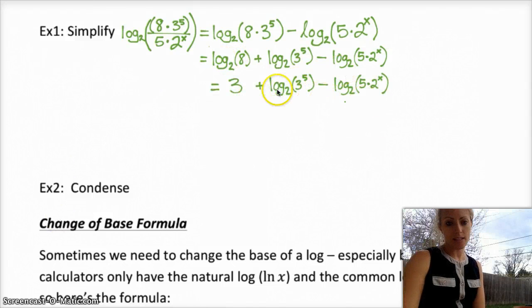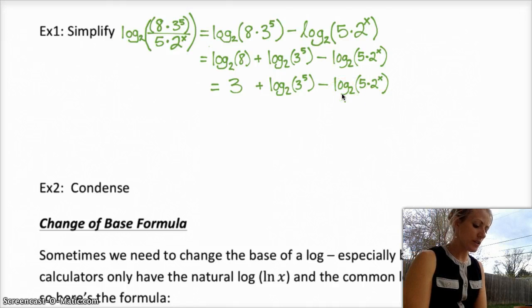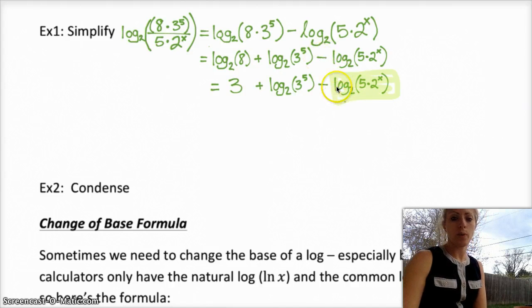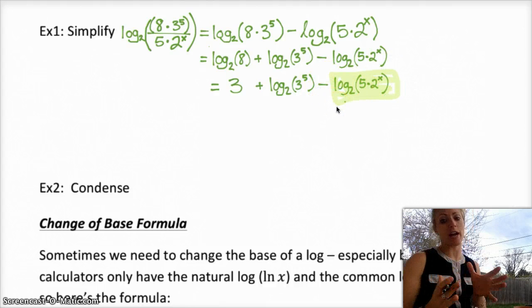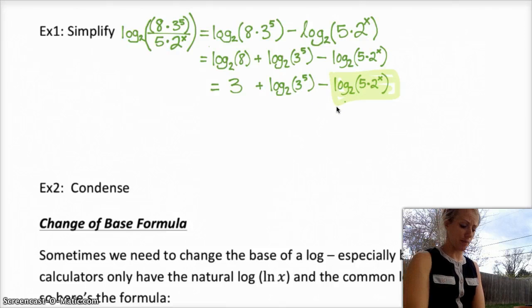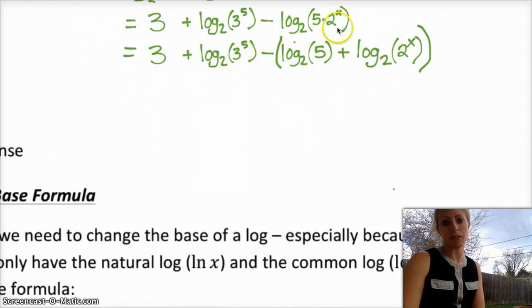Okay, next, I want to simplify this log base 2 of 5 times 2 to the x. Again, common mistake here. You are subtracting the entire thing, okay? So when I split it up, because this is a product rule problem, once I split it up, I still need to subtract the entire thing. So I would recommend putting parentheses around it or overusing your parentheses so that you don't mess that up. Because now you want to be able to distribute that minus. So this is minus log base 2 of 5 minus log base 2 of 2 to the x.